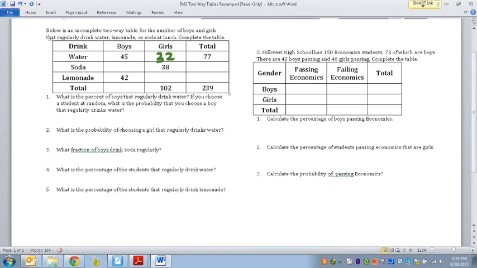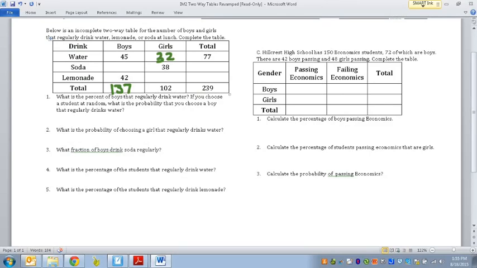Okay, but look at the total row down here. I know I surveyed 239 total students. 102 of them were girls. So how many boys did I interview? I would do 239 minus 102, and that gives me 137. So I surveyed 137 boys.